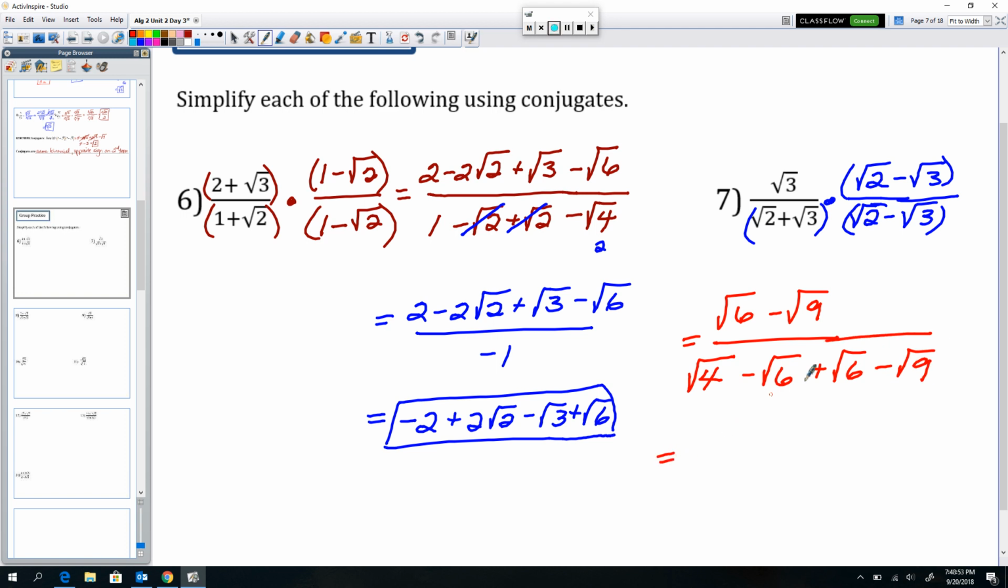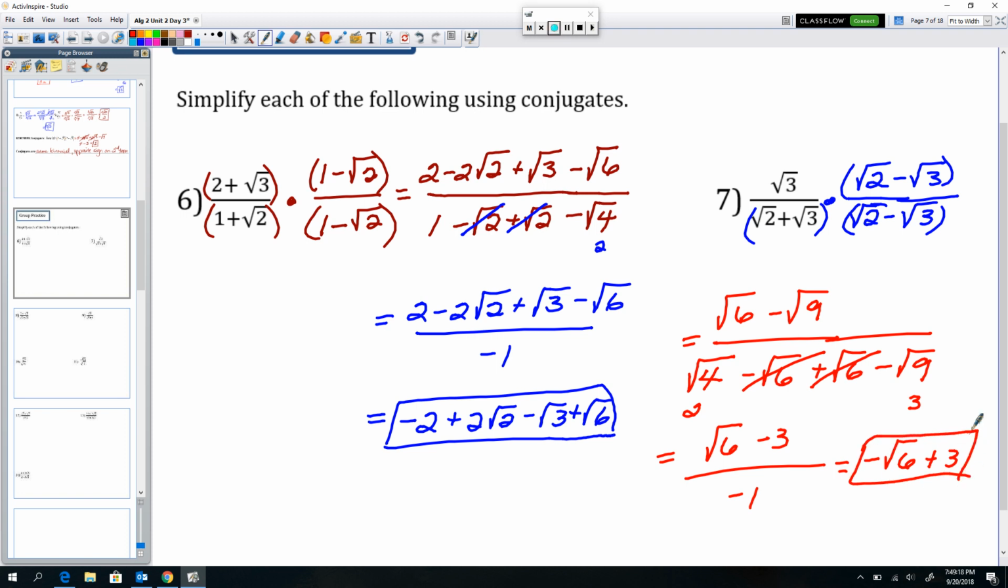I will simplify where I can. So we know that these cancel. We know that the square root of 9 is 3, so I can make that the square root of 6 minus 3 on the top. Square root of 4 is 2, square root of 9 is 3, so now I've got a 2 minus 3 on the bottom, so that's negative 1. So I can make this negative square root of 6 plus 3 as my final answer.